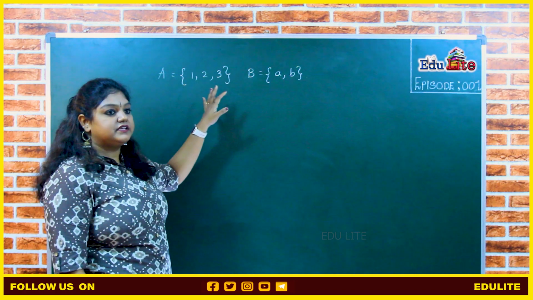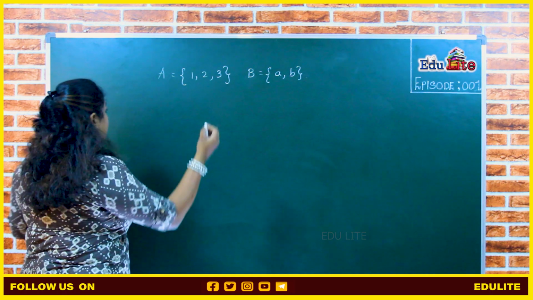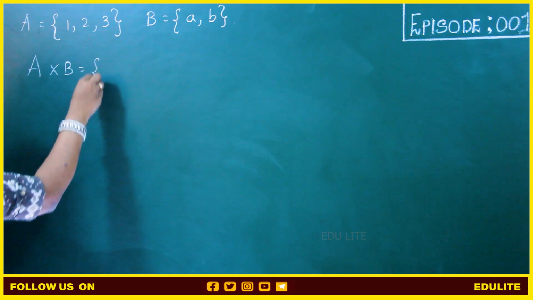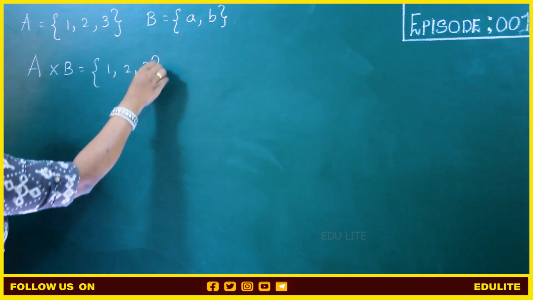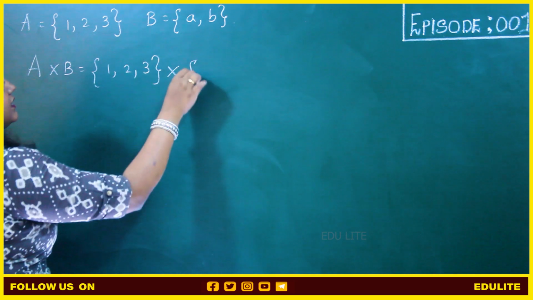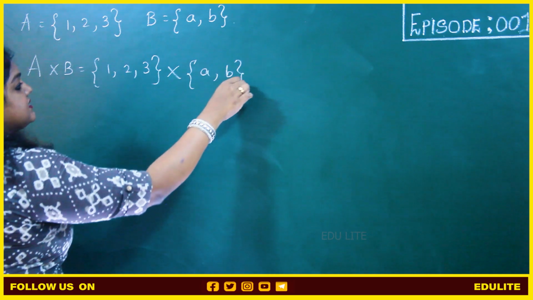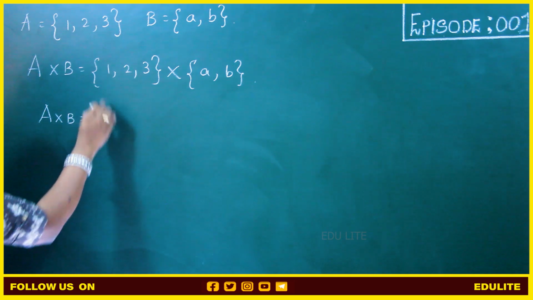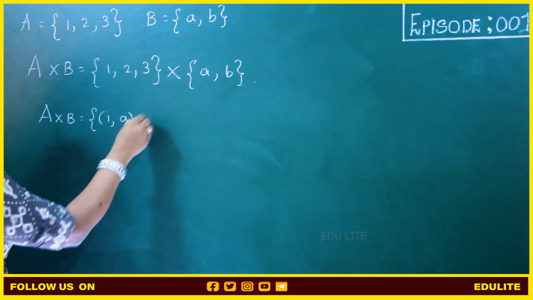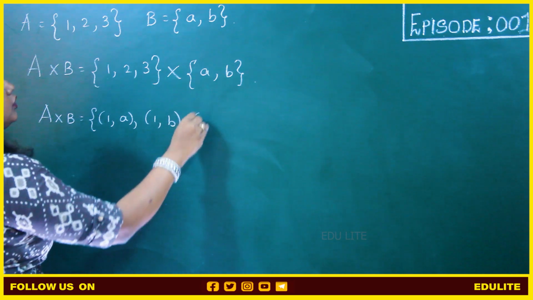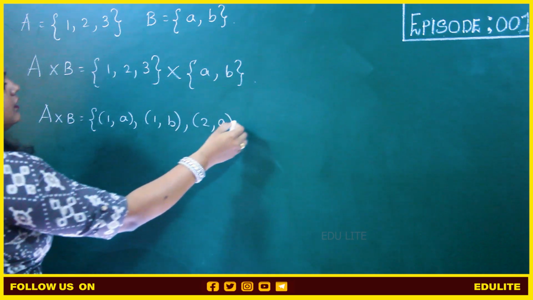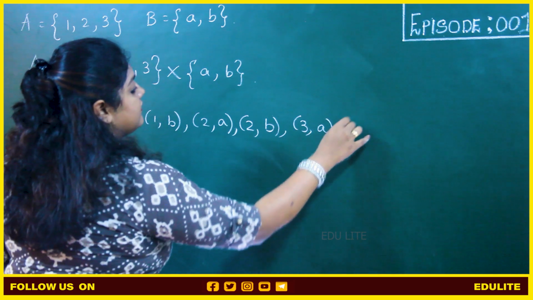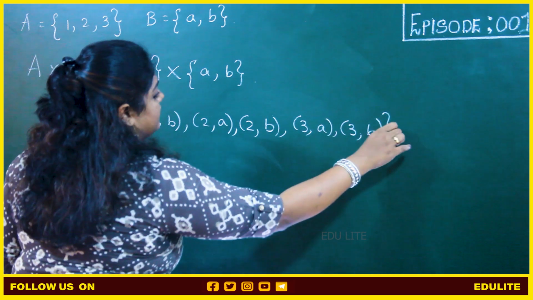Now I have written two sets A and B. We will write a Cartesian product for these sets. So how to write a Cartesian product? A cross B equals {1, 2, 3} cross {a, b}. So how will we write A cross B? A cross B equals (1, a), (1, b), (2, a), (2, b), (3, a), (3, b).